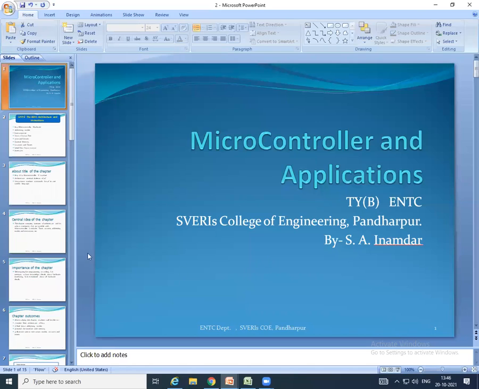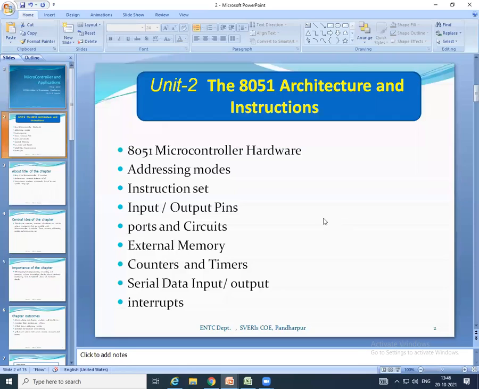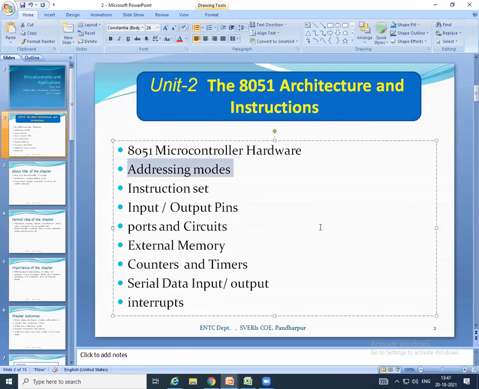So we have started unit number 2, and if we have gone through the syllabus, the first point we have covered is the microcontroller hardware. The second point today we are going to cover is the addressing mode. I am expecting that you have all completed the diploma, so you have the basic knowledge of instructions, machine cycle, and the microprocessor. With reference to that only, we are going to explain here the 8051 microcontroller, what the addressing modes are, and all this.